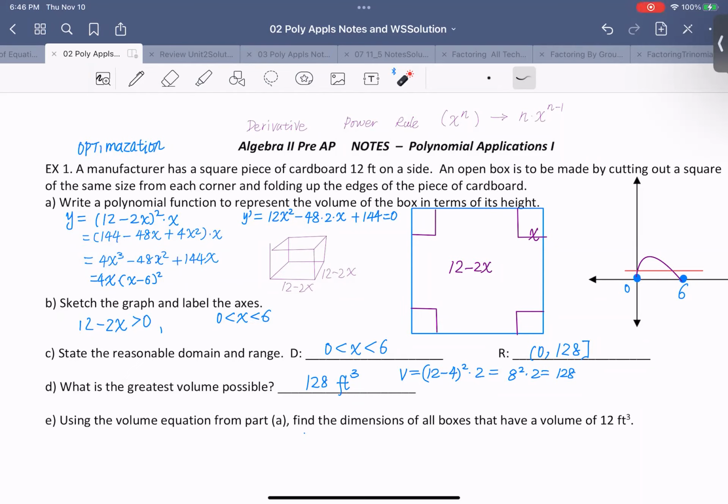You type in this equation. Okay, this is the volume equation. You type in this one, and then you want it to equal 12. And then you will find the crossing points of the x values.